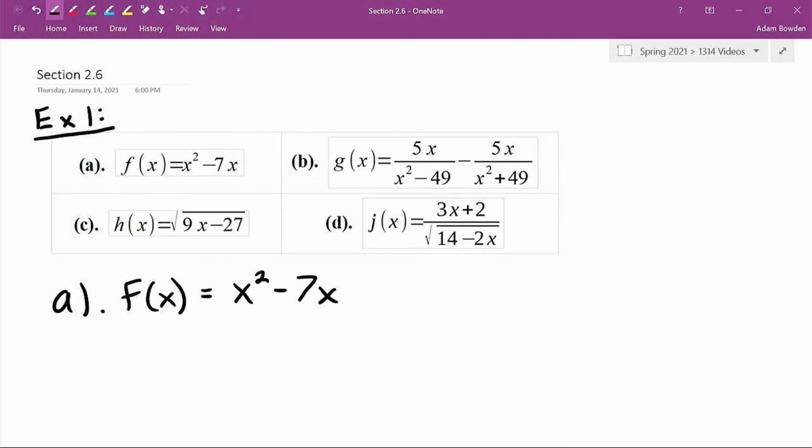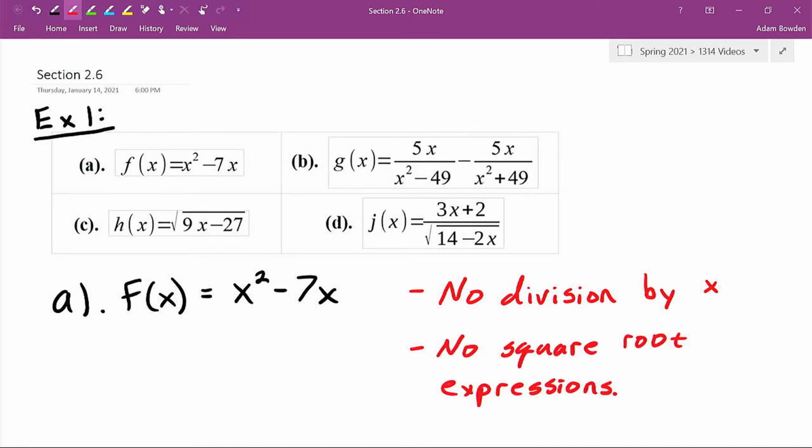On this one, f of x equals x squared minus 7x. This is what we refer to as a polynomial function, and this one has nothing really to worry about as far as the domain is concerned. It has no division by a variable like x, nor does it have any square roots. And as a result, the two main things that would cause issues are not there.